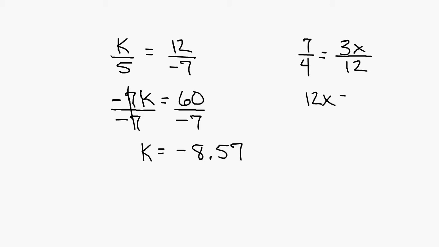which is 84. The next step would be to divide both sides by 12. The 12s will cancel, and x will be equal to 7.